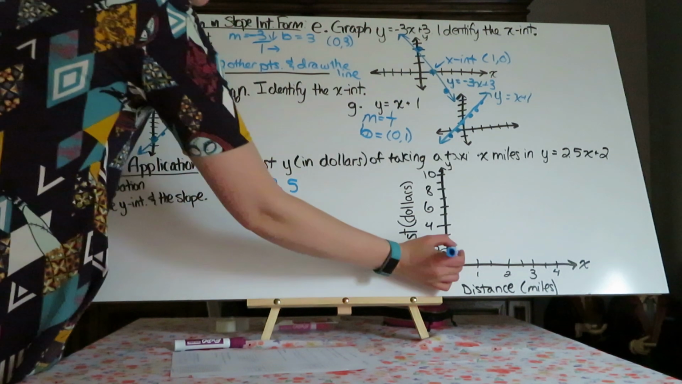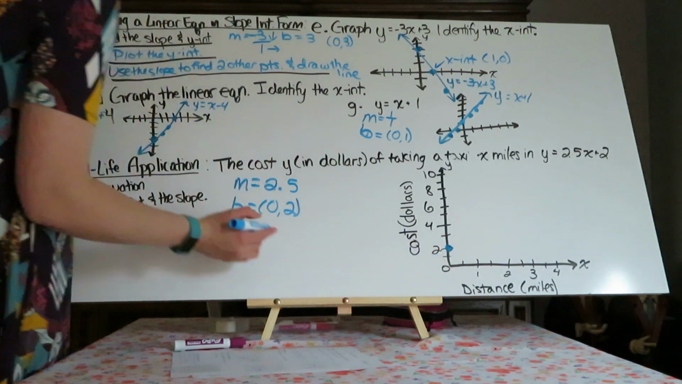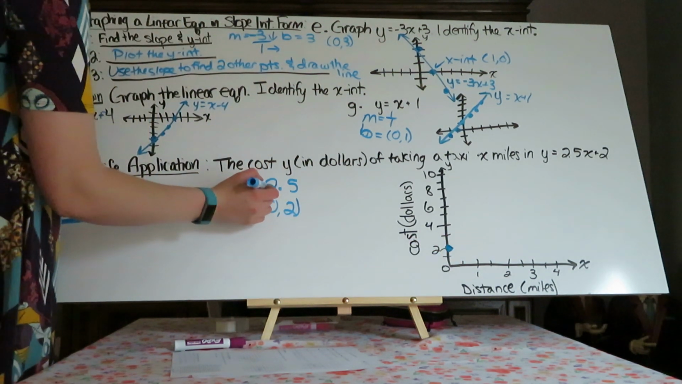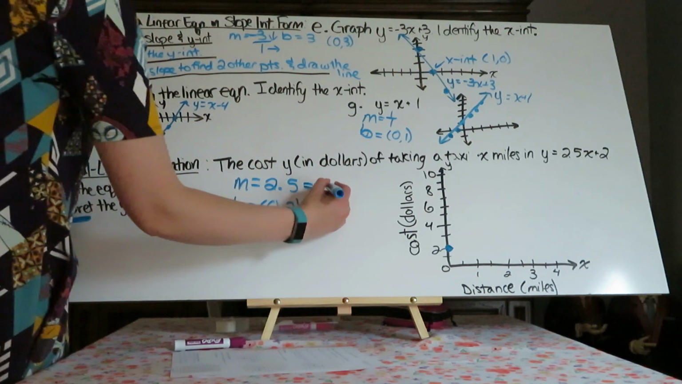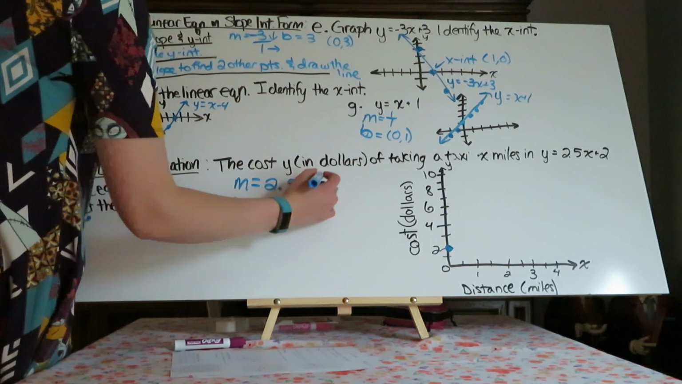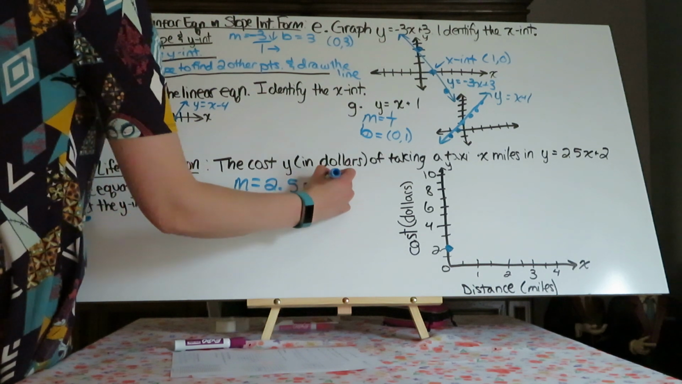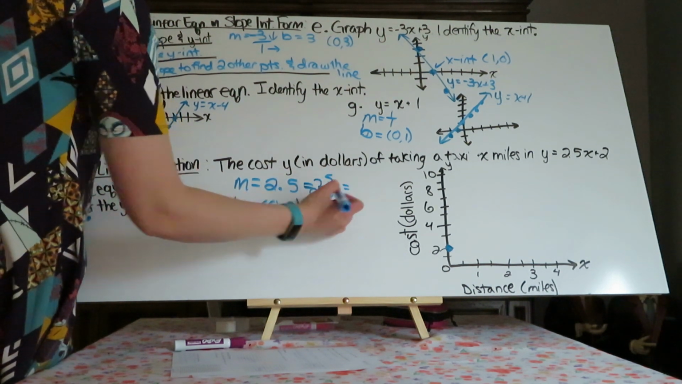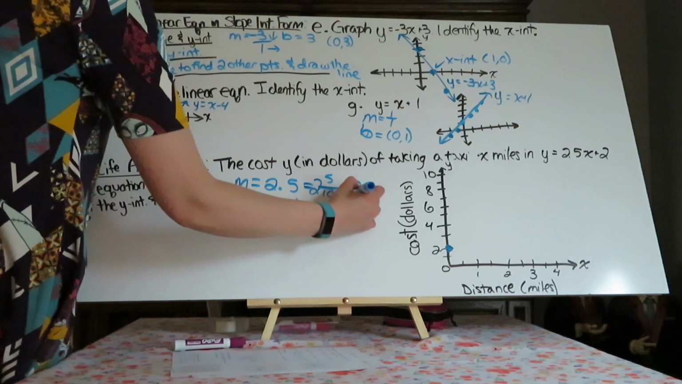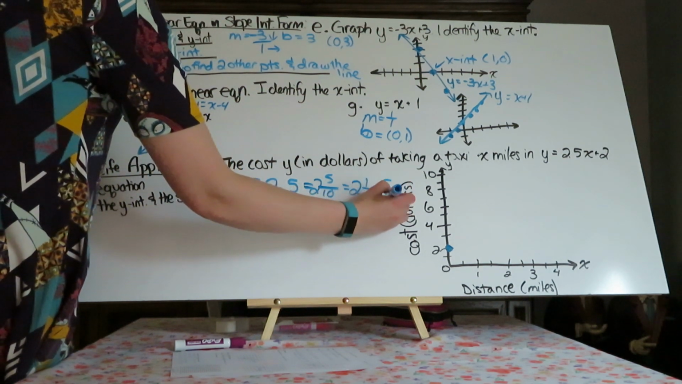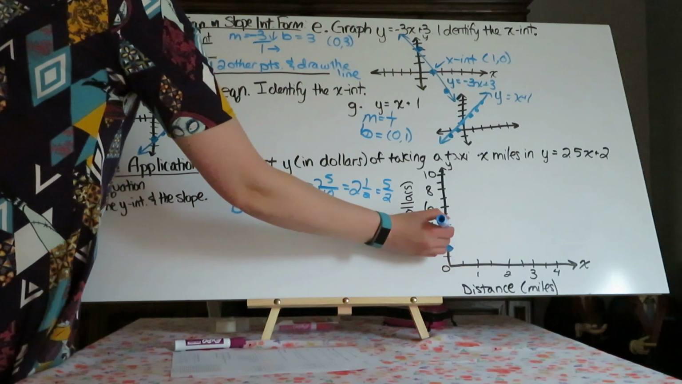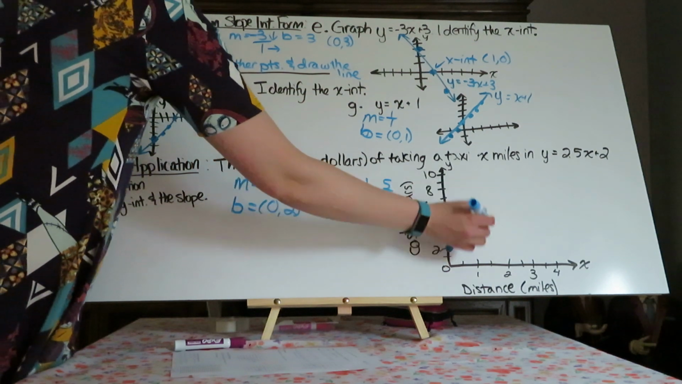So I'm going to plot (0, 2). Then my slope tells me to go 2.5 over 1, which actually I'm going to change into a fraction. So this is going to be 2 5/10, which is actually 2 1/2, which is 5 halves. So it means I'm going to go up 1, 2, 3, 4, 5 to the right 1, 2.